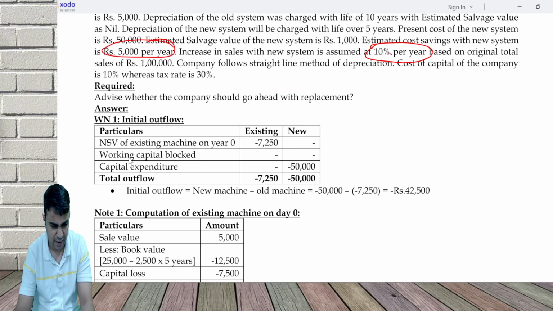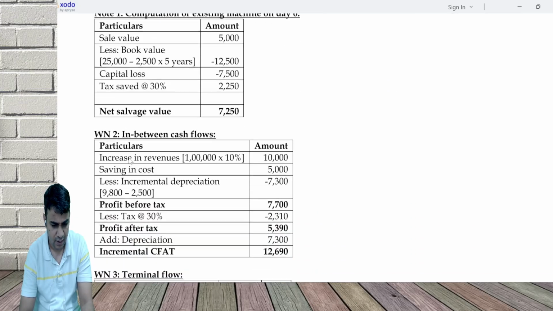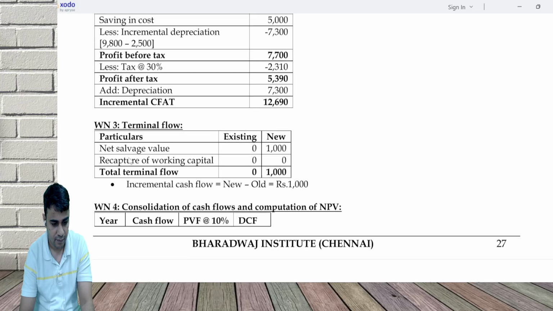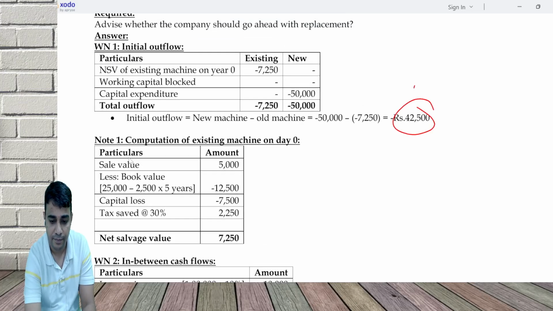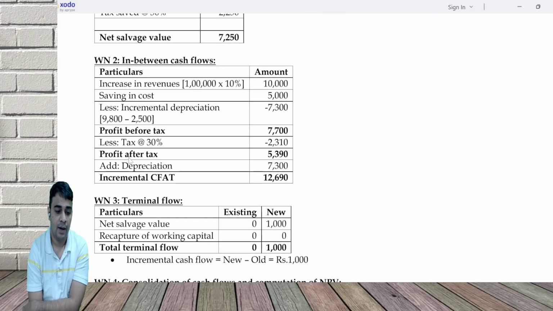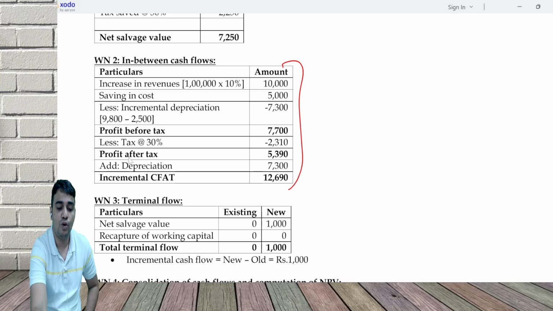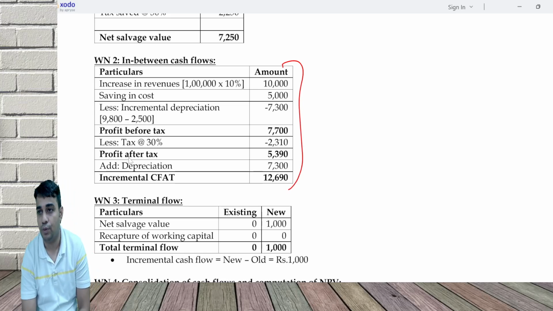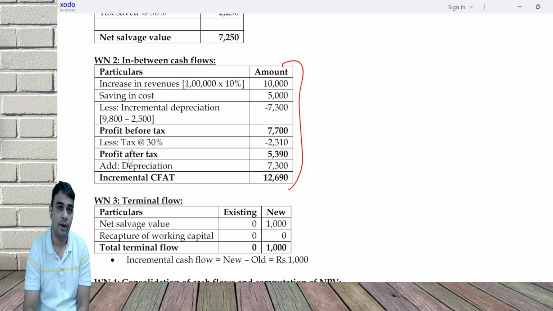Why is it 42,500? Is it 42,500? Okay, there's a typing error here. 42,750. There's just a typing error here. See here, I did not do old separately, new separately. I clubbed them together. It is your convenience whether you want to club them together or do them separately. Only thing is, control needs to be there on the numbers.